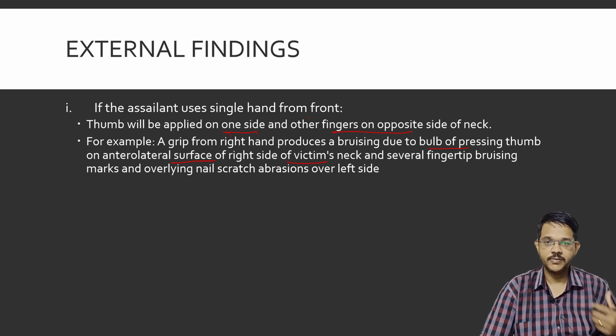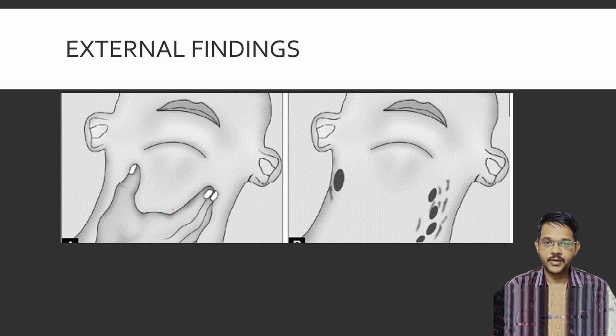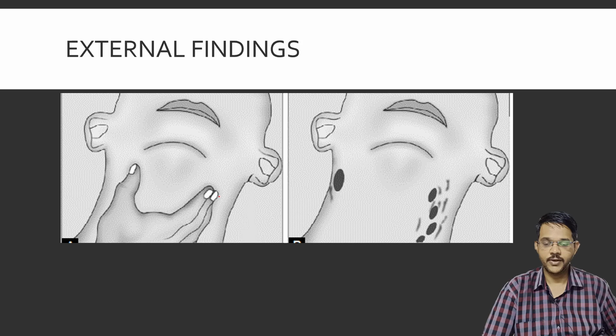The thumb pressure abrasion will be present on the right side of the neck, and several fingertip bruises, with nail scratch abrasions, will be present on the left side. So this also indicates the position, as well as whether the assailant is right-handed or left-handed. In this image, if the assailant is right-handed and attacked from the front, then the thumb impression will be present on the right side, and the fingertips, four in number, will be present on the left side, with nail scratch abrasions also present.